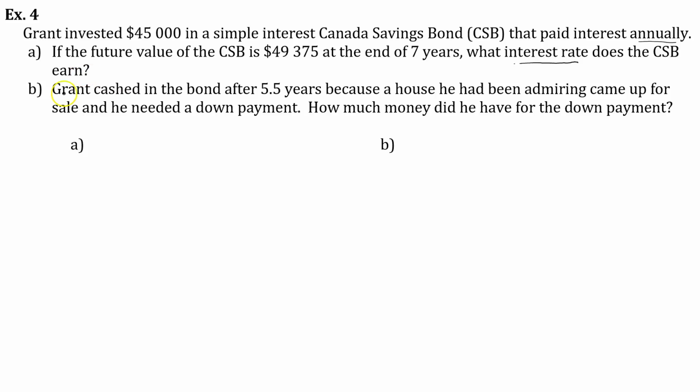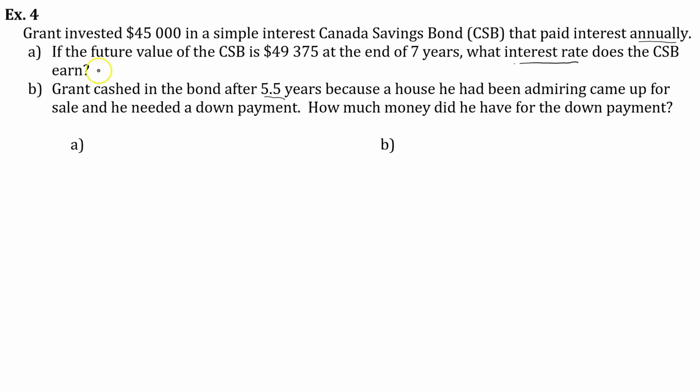So that's A part. B part is Grant cashed in the bond after 5.5 years because a house he had been admiring came up for sale, woohoo, and he needed a down payment. How much money did he have for the down payment? So what we're going to do in A is calculate the interest rate, because it says what interest rate. And we're going to use that interest rate in our B part of the question. But first things first, let's find out what this interest rate is.